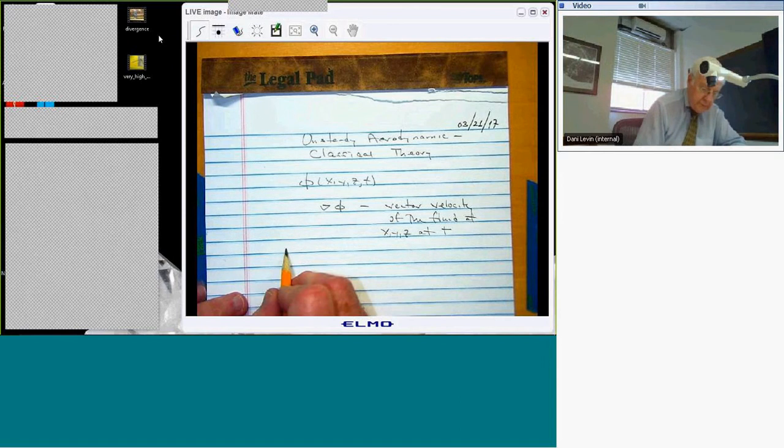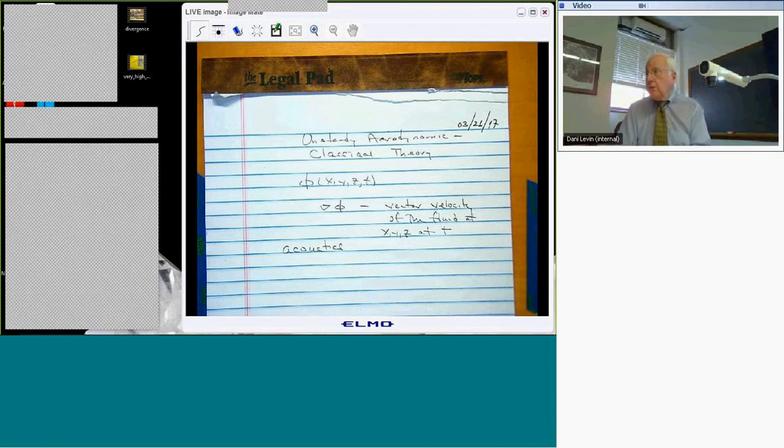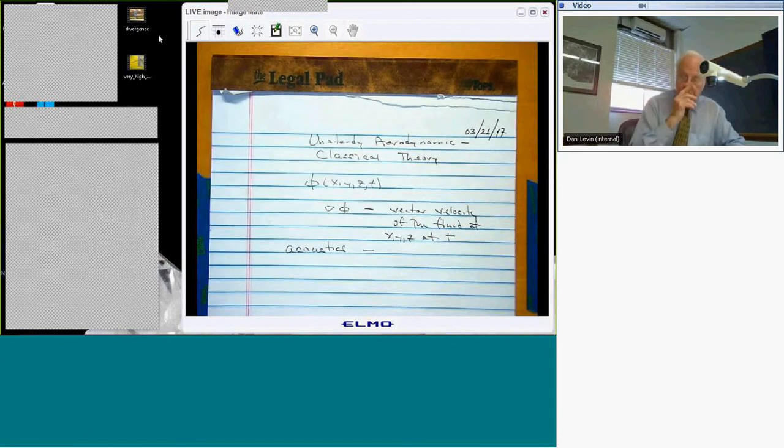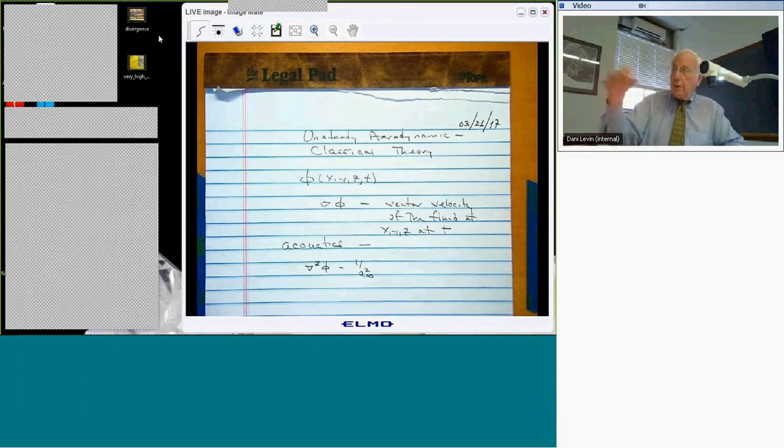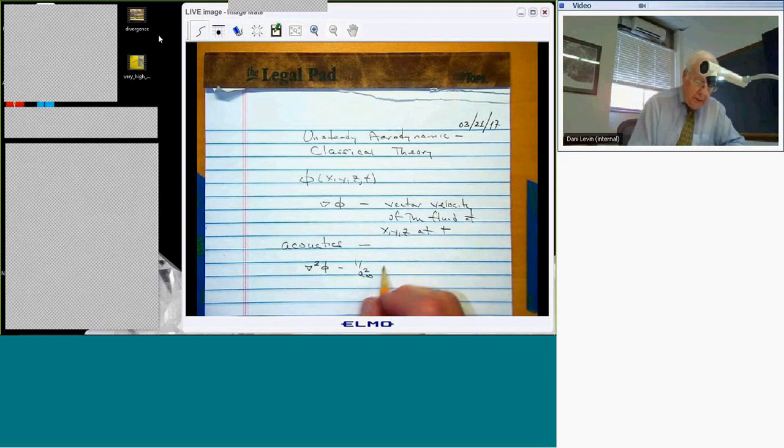Okay. So acoustics. We're going to start with acoustics, because classical unsteady aerodynamics is more or less acoustics, but with a little twist that makes it more interesting. The classical equation for acoustics is the wave equation. It's the Laplacian operator acting on phi minus 1 over the speed of sound squared, that's the speed at which waves are propagated in the fluid, times the second derivative of phi with respect to time. That's the wave equation.